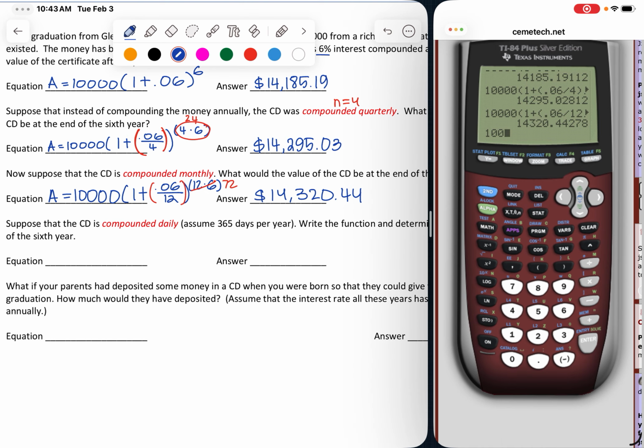So let's actually find out what happens so that we can experience that together. 1 plus 0.06 divided by 12, to the 72nd power. And I get $14,320.44, the exact same answer.